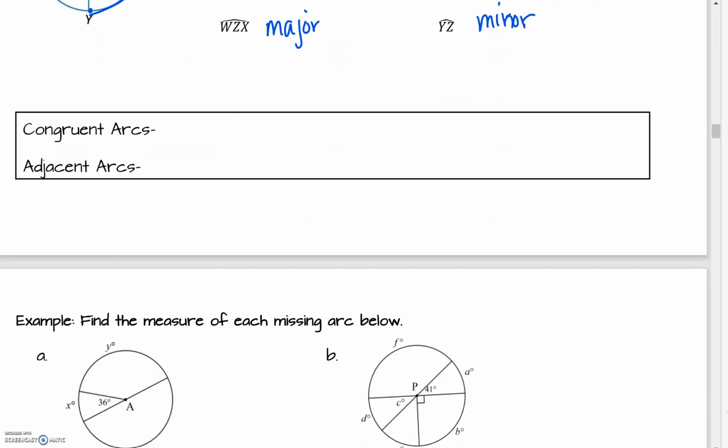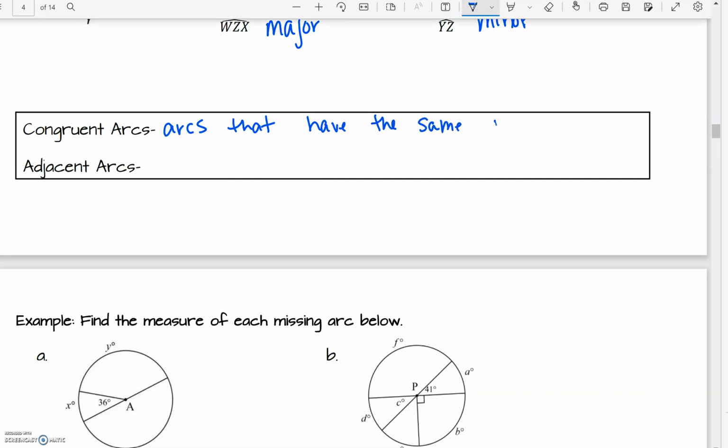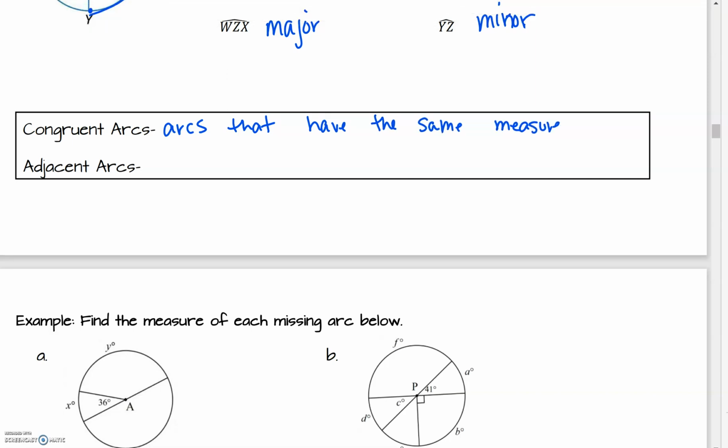All right, so congruent arcs. Just like what you might think, they are arcs that have the same measure or length. We're going to talk about length here in just a little bit, but adjacent would just be arcs next to each other.